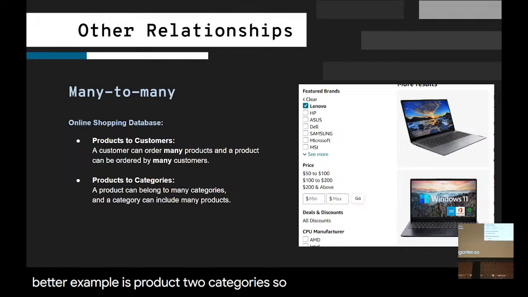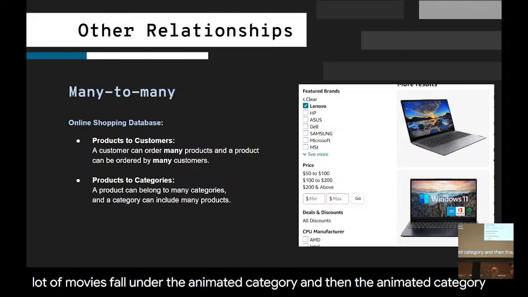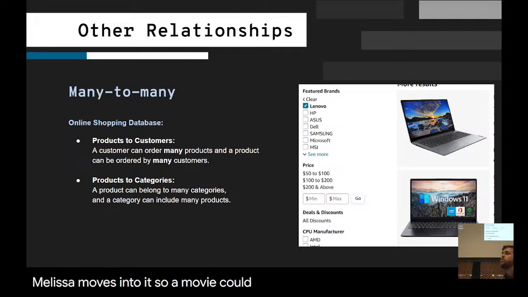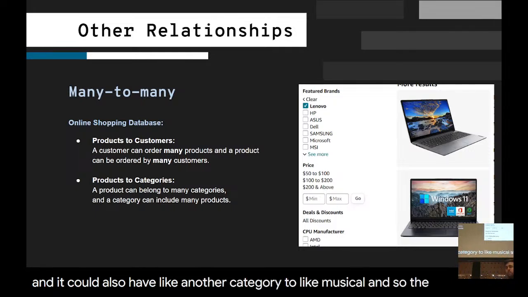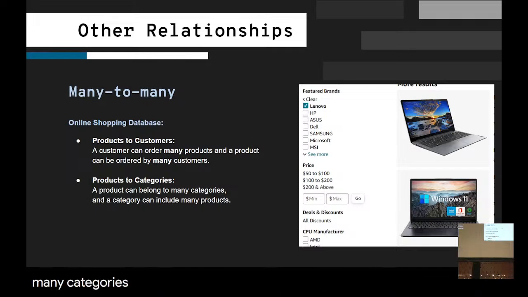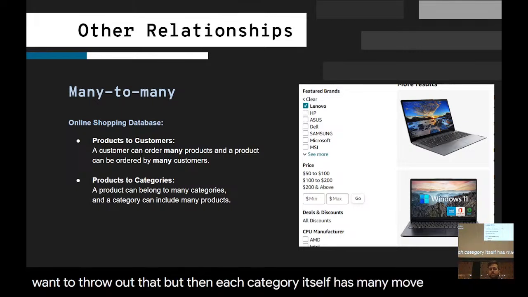So if you think about a movie category, like animated, think Pixar animated movies. A lot of movies fall under the animated category, and then the animated category has a long list of movies in it. A movie could have an animated category, and it could also have another category too, like musical. So the movie has many categories: musical, animated, cartoon, all these different things. But then each category itself has many movies associated with it.